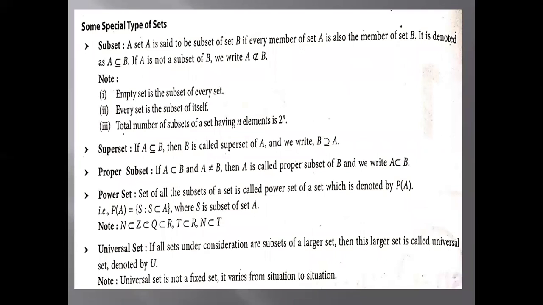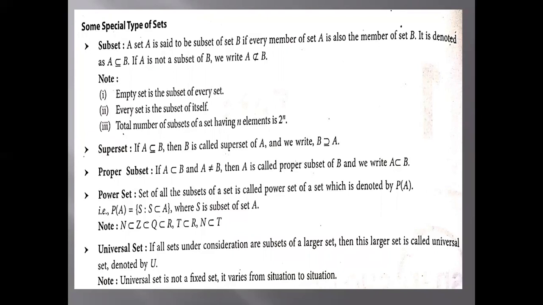So the second one is superset, proper subset and power set. Subset is nothing but this: a set A is said to be a subset of B. Means there is a set, and we are going to write a subset for that particular set. Set A is said to be a subset of B if every member of set A is also a member of set B.